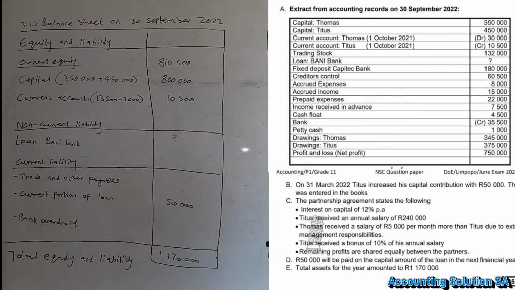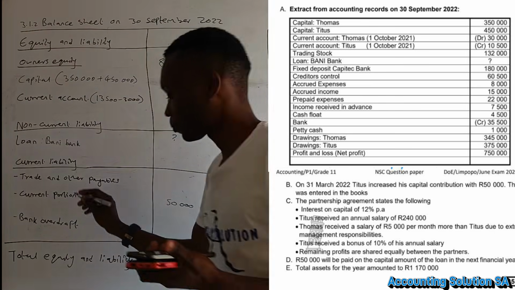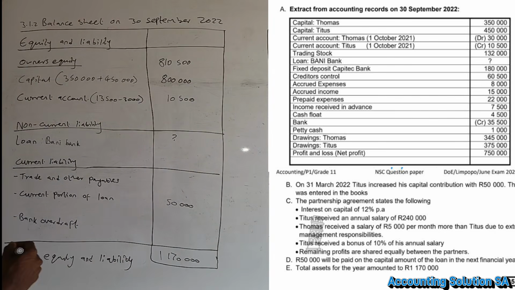Creditors control, yes, it's a current liability. Okay, it falls under trade and other payables. We're gonna open a bracket here and say our creditors control is 60,500. Okay, and let's check another one. Accrued expense is like we owe expense. It's a liability. Yes, it's a liability of 8,000.